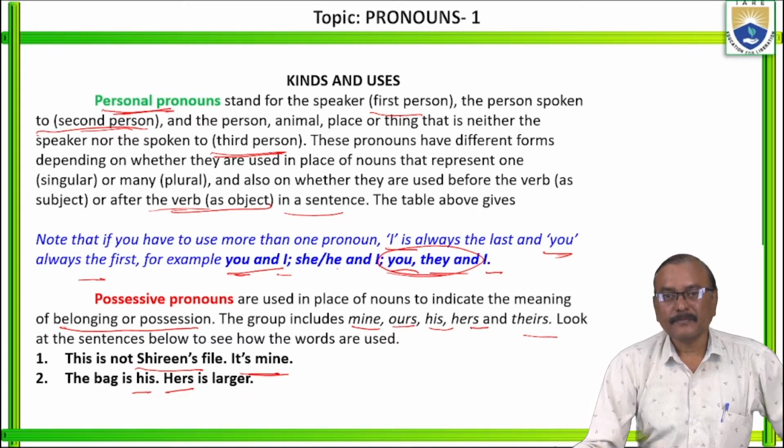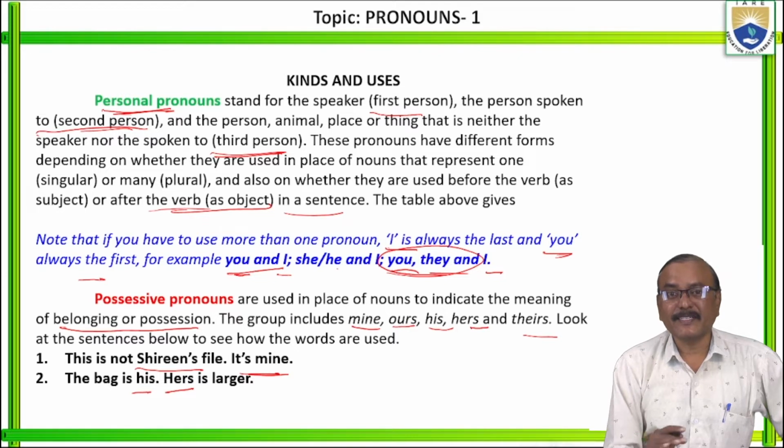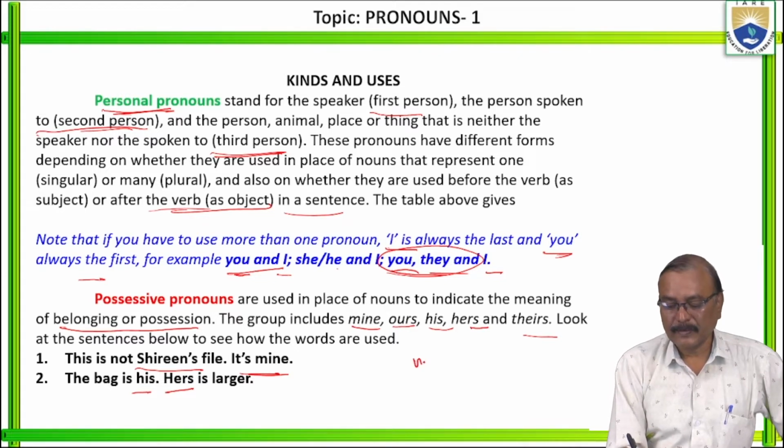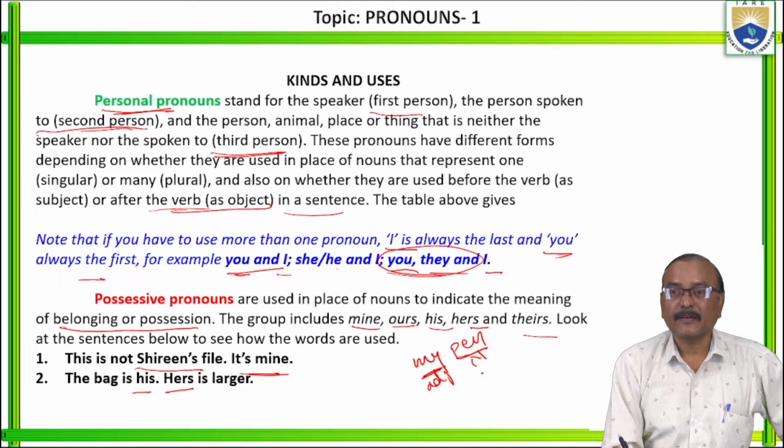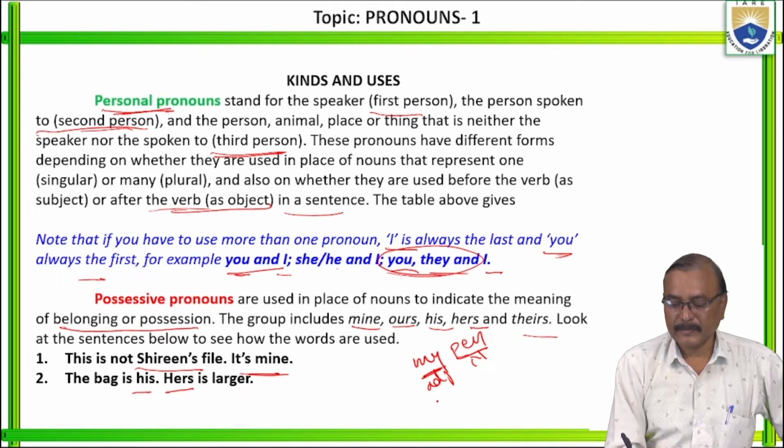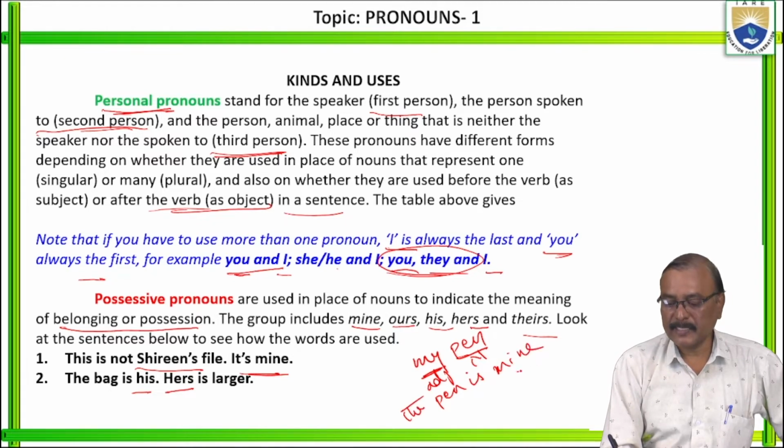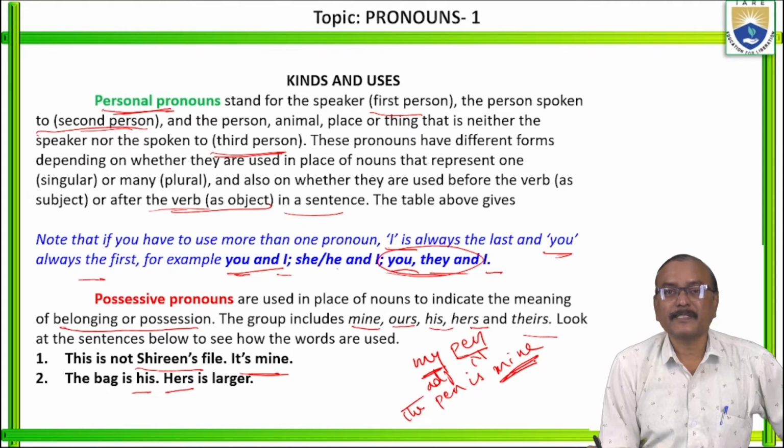And you should be very clear regarding pronouns and adjectives. If it is my pen, this my is the adjective and pen is a noun. But if I say the pen is mine, then this is called a possessive pronoun.